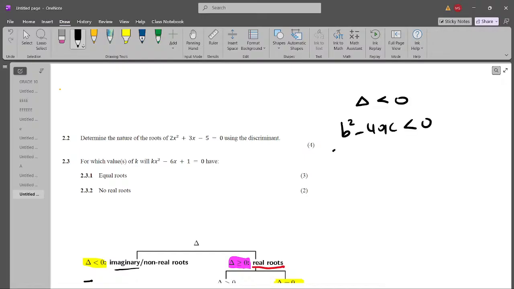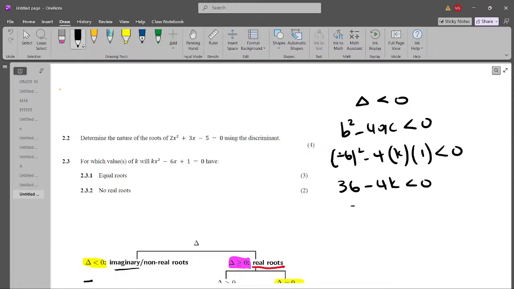For b, it's negative 6 squared minus 4, a is k, c is 1. This is less than 0. Therefore, this will be 36 minus 4k less than 0. 36 is equal to 4k. Divide by 4 again. This would be 9 less than k. Now, what does this mean?